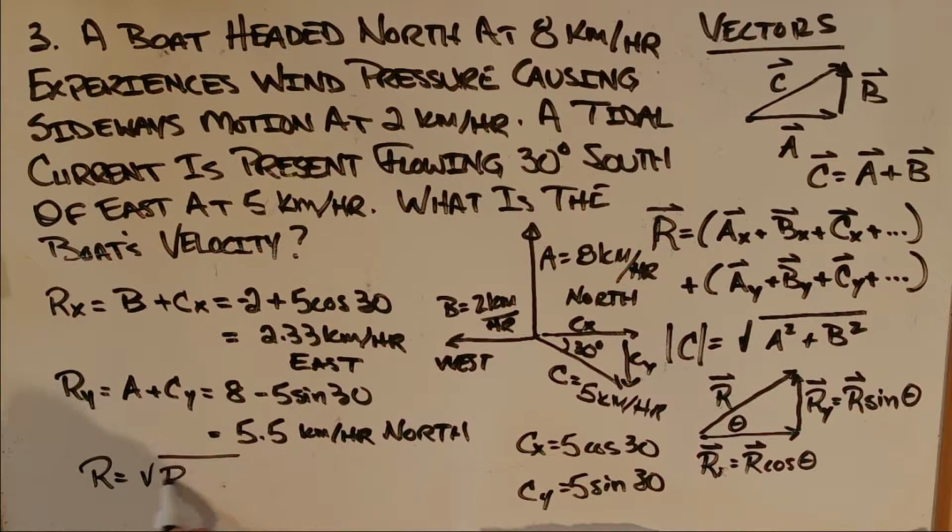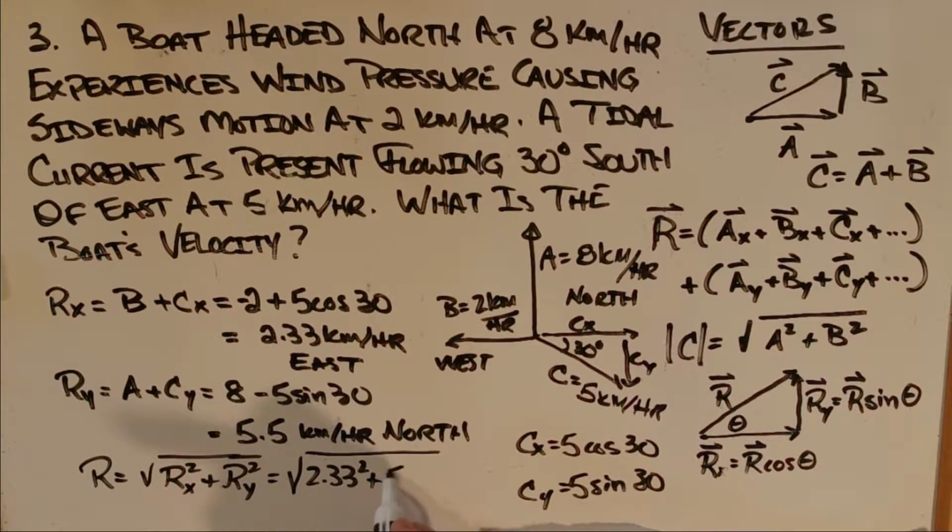And so to determine the boat's velocity, we need the magnitude of that vector. So it's going to be, once again, the square root of the sum of the squares of the components, or 2.33 squared plus 5.5 squared. We do that, take the square root, we end up with 6.0 kilometers per hour.